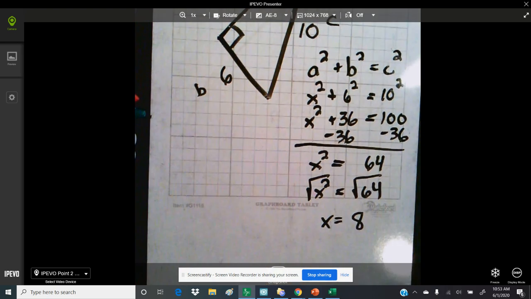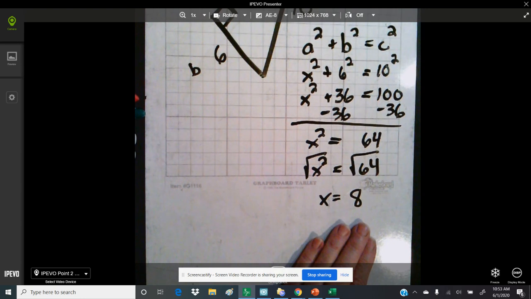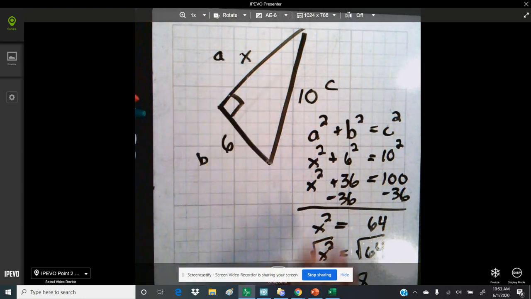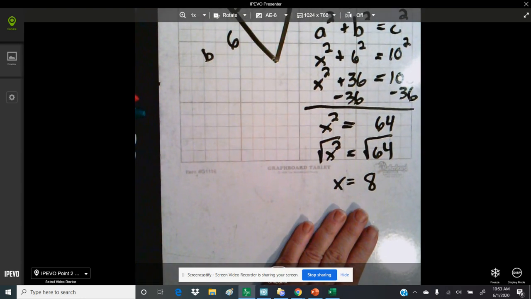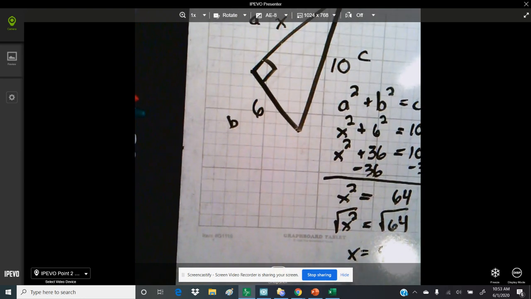Now, once again, your answer is really plus or minus 8. But again, I'm talking about the side of a triangle. So my answer is just simply 8. So that's the Pythagorean theorem. I'm going to do one more where I'm not having whole numbers.